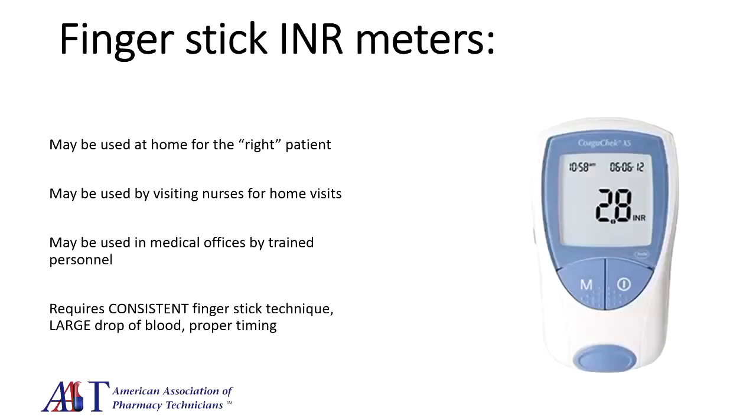It's also important to note, this is measuring whole blood, whereas with the venipuncture, that was measuring the clotting factors in plasma. So it is a different test.